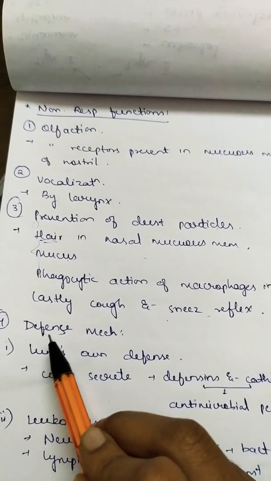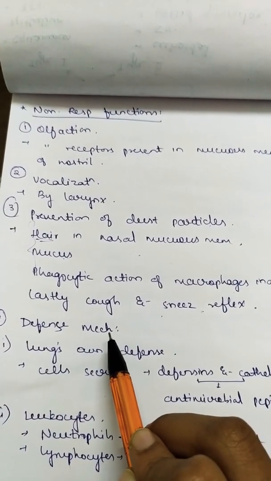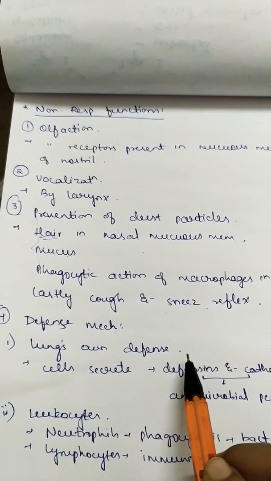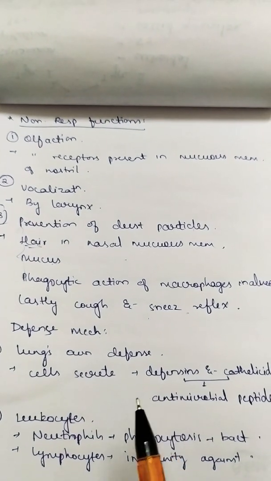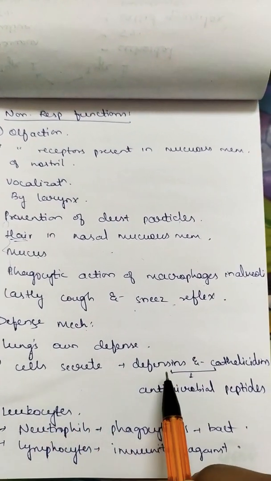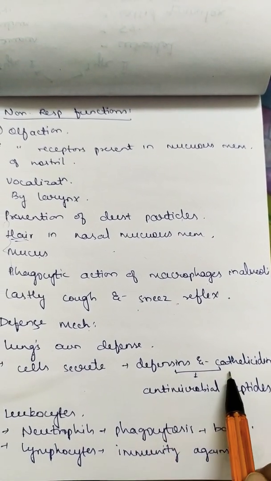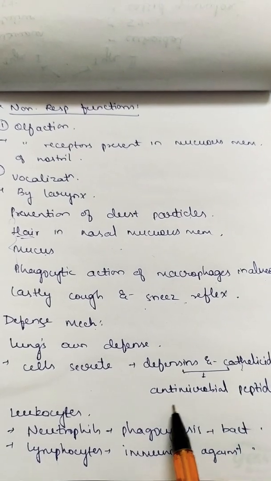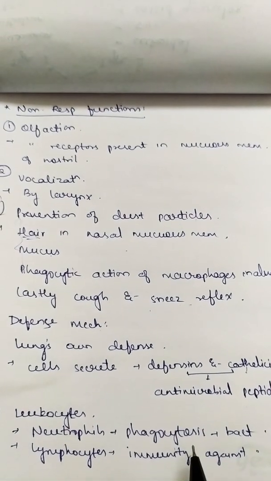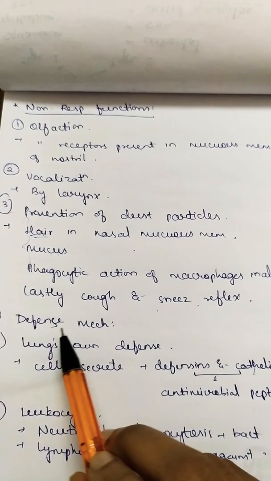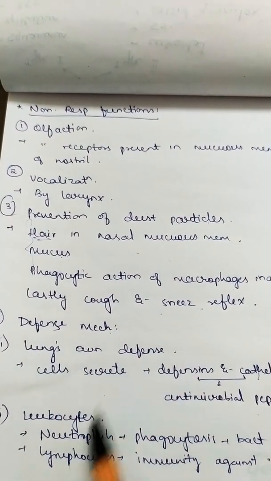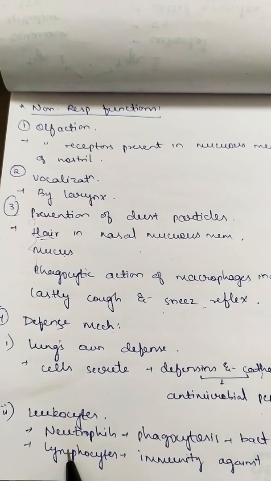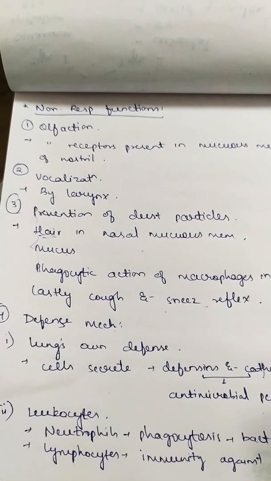Next function is defense mechanism. Lungs have their own defense mechanism because cells of the lungs are going to secrete defensins and cathelicidins. These are antimicrobial peptides. This is attributed to the lungs' own defense. The next being leukocytes. There are two types of cells mainly. The third one we'll be studying later.